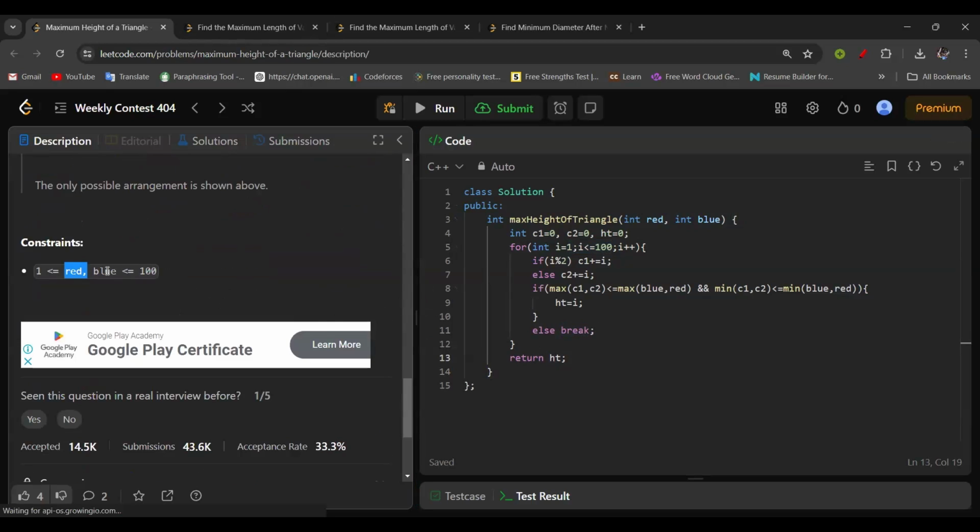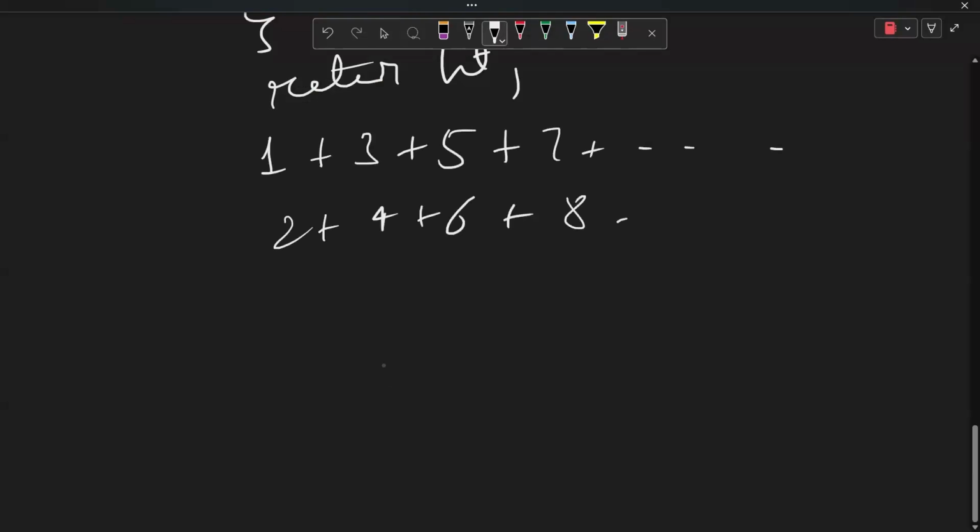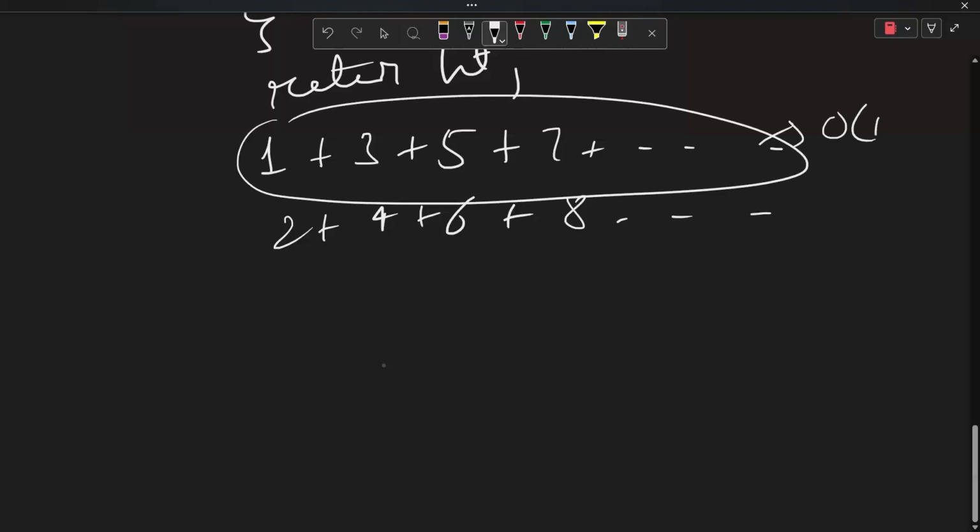If you have red and blue at 100, so at max you would have 100 red balls and 100 blue balls. For odd indexes, you go 1, then plus 3, then plus 5, then plus 7, likewise. And for even indexes, 2 plus 4 plus 6 plus 8, likewise. So this is a sum of an AP. The sum up till n would be of the order of n square.